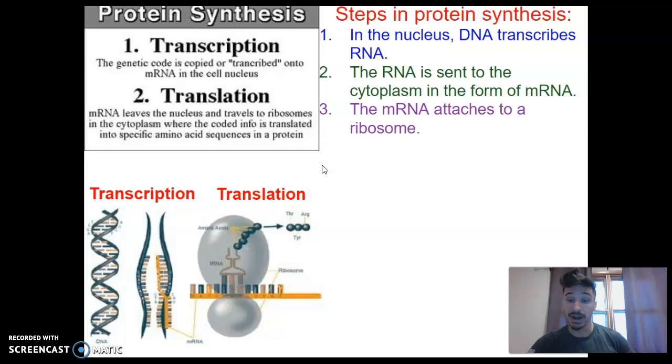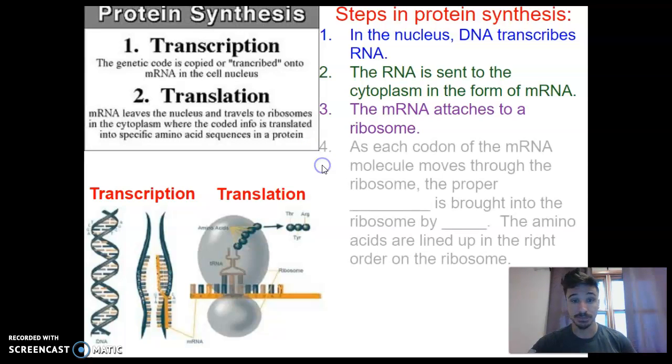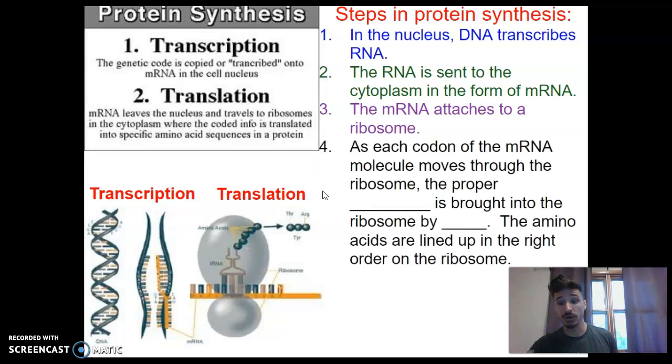The mRNA finds a ribosome and attaches to it. Now, as each codon, remember, a codon is a series of 3 nucleotides, and it's actually how mRNA and DNA are read in the transcription process. They are read in codons. Or I'm sorry, just the transcription process, not the replication process.